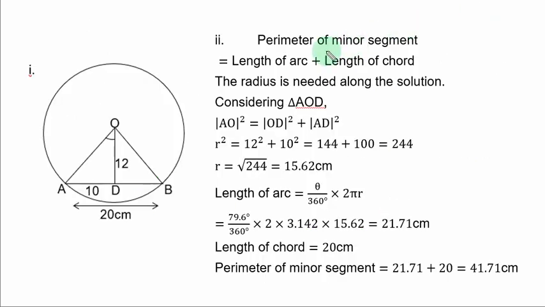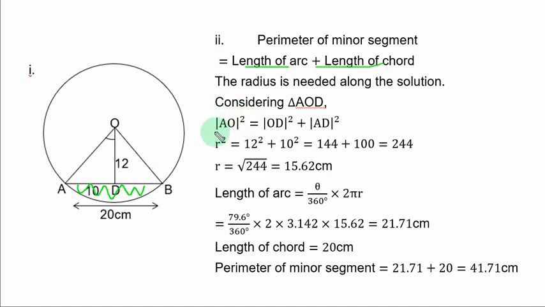From figure 2, the perimeter of the minor segment is equal to the length of the arc plus the length of the chord. The region bounded by the chord and arc is referred to as a segment. So you have the minor segment and the major segment. The radius is needed along the solution, so let's get the radius. Let's consider triangle AOD, because in that triangle we know the opposite and adjacent. The radius is the hypotenuse.